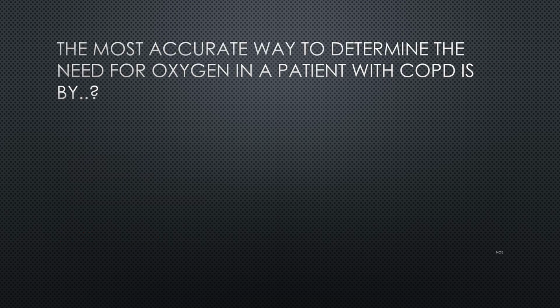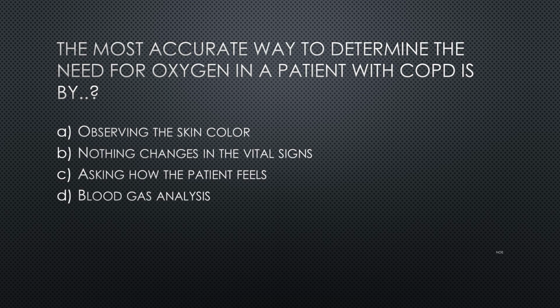Next question. The most accurate way to determine the need for oxygen in a patient with COPD is by Option A. Observing the skin color. Option B. Nothing changes in the vital signs. Option C. Asking how the patient feels. Option D. Blood gas analysis. And the answer is blood gas analysis.